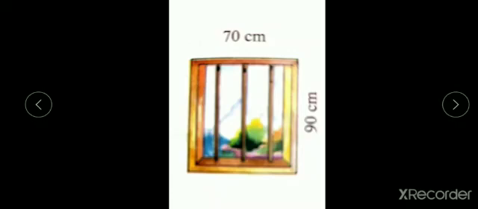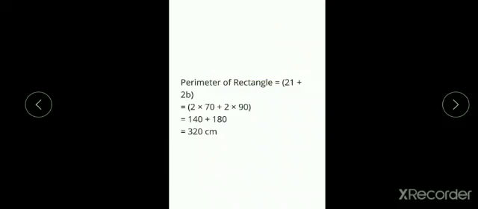See, here you are seeing a window. The length is 90 centimeter and breadth is 70 centimeter. Now we have to calculate the perimeter. So the perimeter of the rectangle is 2L plus 2B, that is 2 length plus 2 breadth, that is 2 into 70 plus 2 into 90, that is 140 plus 180. That is 320 centimeters.